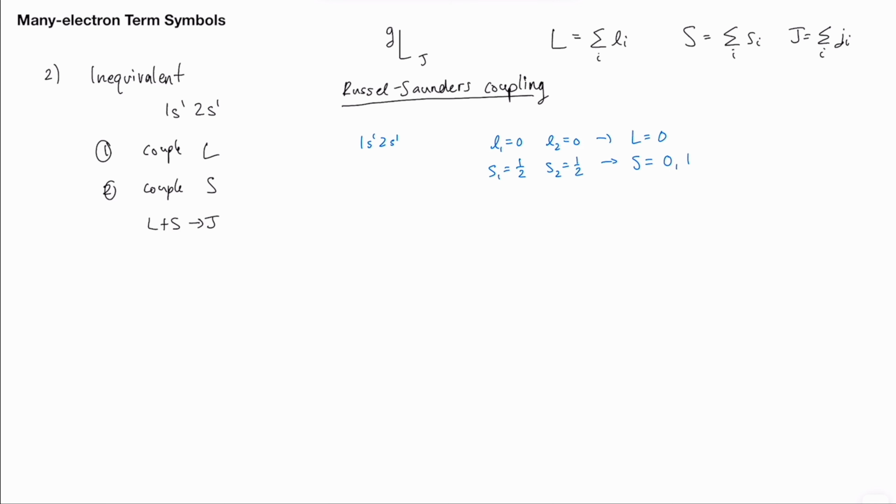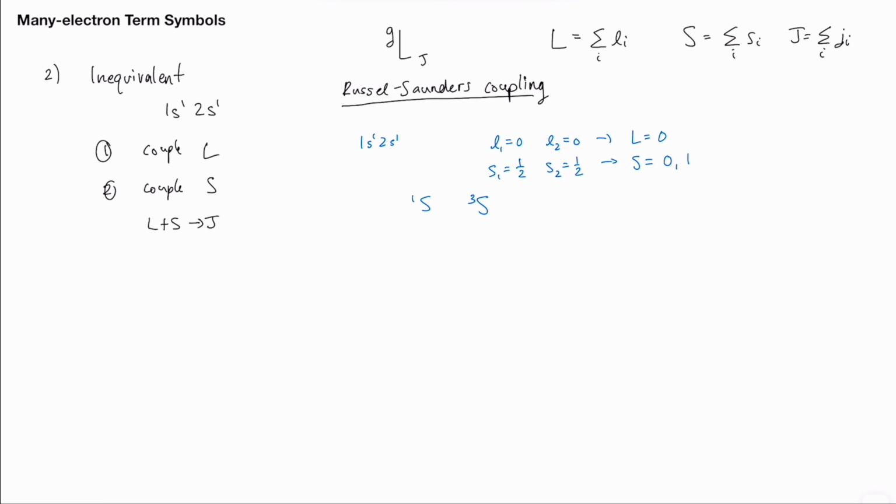And then that means we have every possible combination of both of these sets will be the base term symbols we'll be allowed to have, right? So this is going to correspond to a singlet S and a triplet S, right? Singlet because for S equals 0, the degeneracy is 1. Triplet because for S equals 1, the degeneracy is 3.